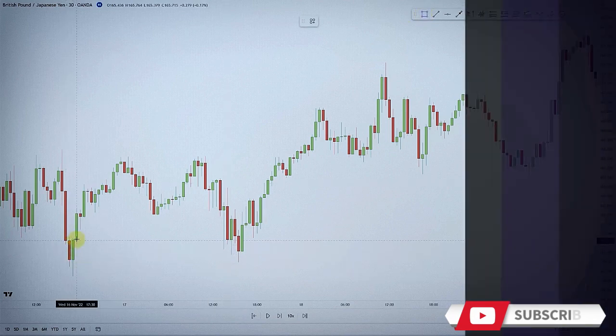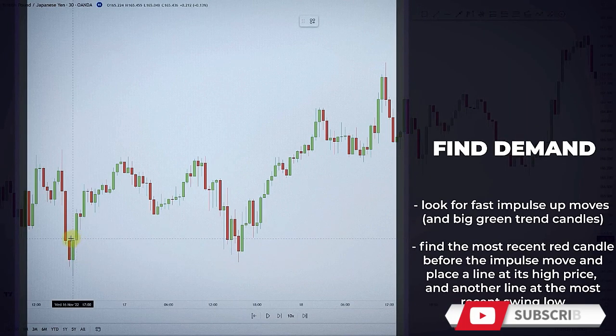To find demand zones, you look for fast impulse up moves. Keep an eye on big green candles. Trend candles, we talked about them in the previous modules. Candles with long bodies and with little to no wicks. Once you have identified a fast impulse move, it becomes a lot easier to find the base of the zone.